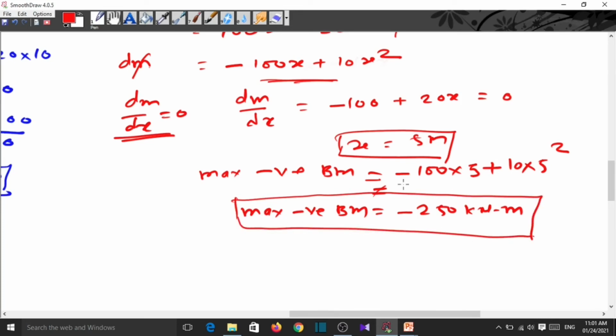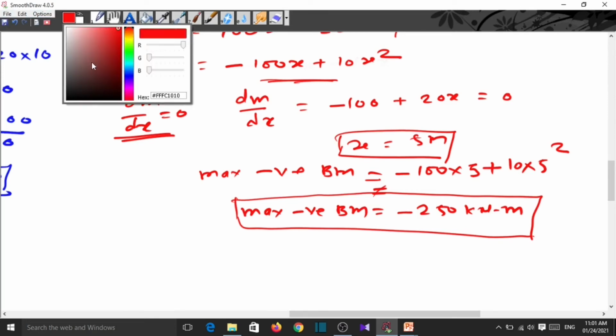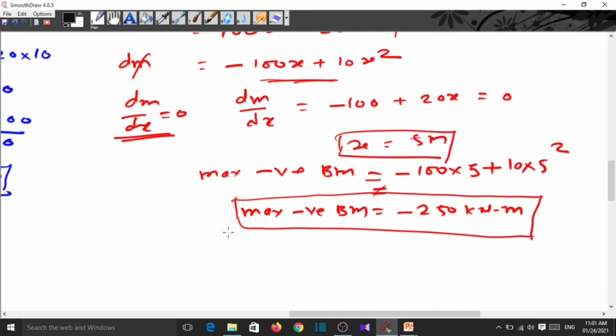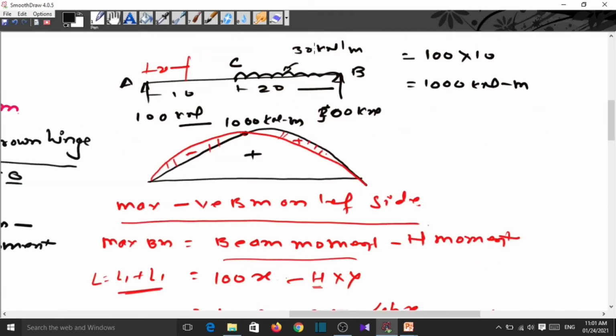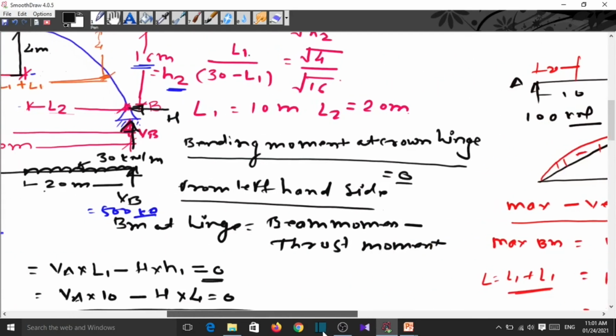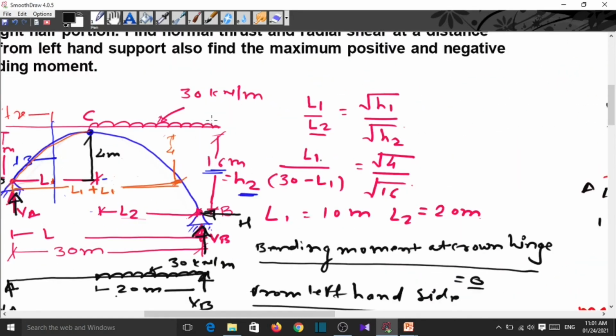Now the next part is what is the maximum positive bending moment. So by this diagram we can say that the maximum positive bending moment is on the right part. You have to take the x from the right part. So here again the beam moment minus the H moment. So what is the beam moment? This is x. Suppose we draw here.